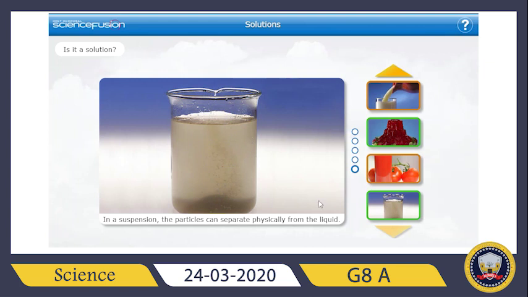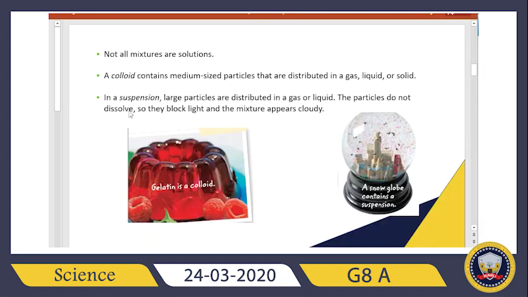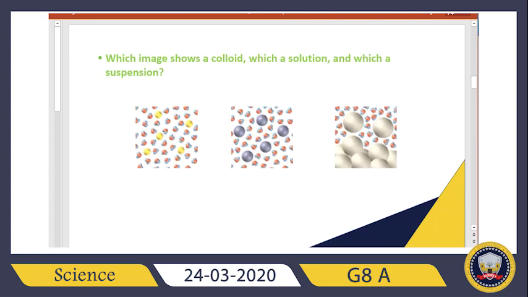Or what else do we have as an example? Let's see. A snow globe, for example. We can see the particles in a snow globe, and this is called a suspension because we can separate the particles. Okay, I have an example from your book actually. We have these representations of particles, and it is asking us which of them is a colloid, which is a solution, and which is a suspension.